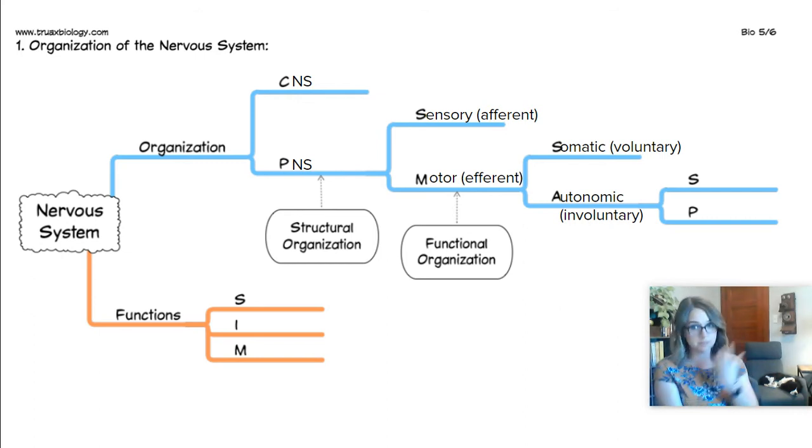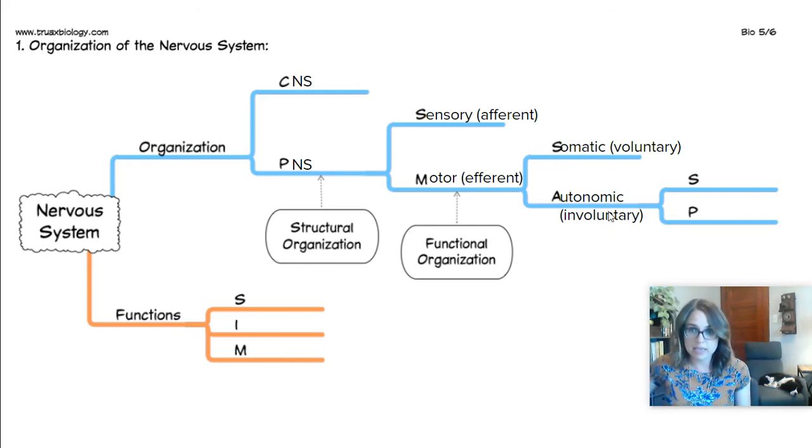So as I'm speaking right now, I am consciously aware of the words and the way I'm forming my mouth and me touching my face, probably way more than I should. That's somatic. Autonomic is the things I'm not thinking about. I'm not thinking about my heart rate and breathing. I'm not thinking about maintaining my blood pressure. All of those things are automatic things that my body is doing and responding to.